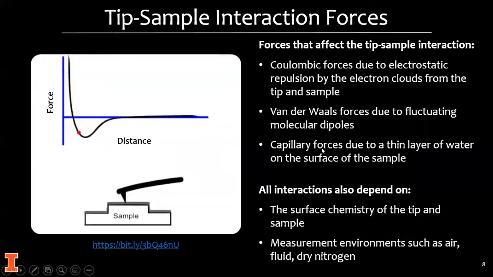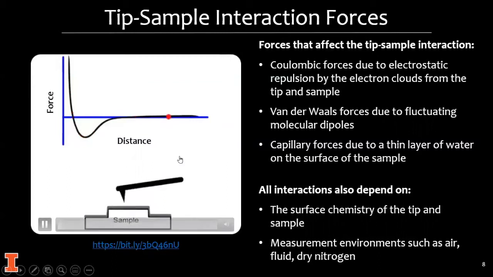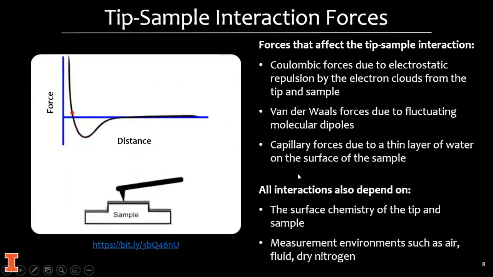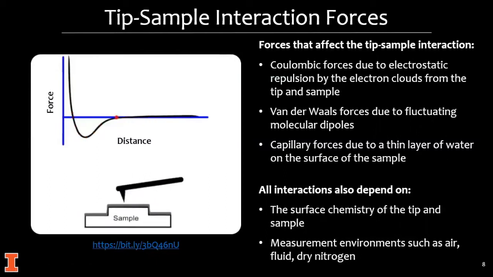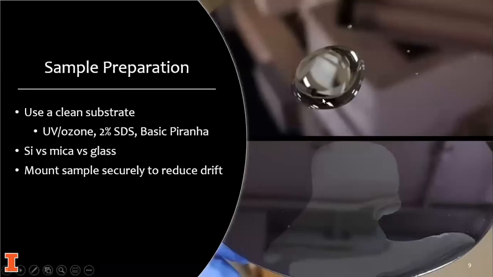But I also want to note that if you have charges on your tip or sample, these measurements are also sensitive to that. And the really cool thing is that all these interactions are dependent upon surface chemistry, the type of material, and the measurement environment. So this gives us a way to control the experiment and specifically study interactions between our tip and sample that we are curious about. So before you begin any of these experiments on the AFM, there's a couple of considerations that you need to make.